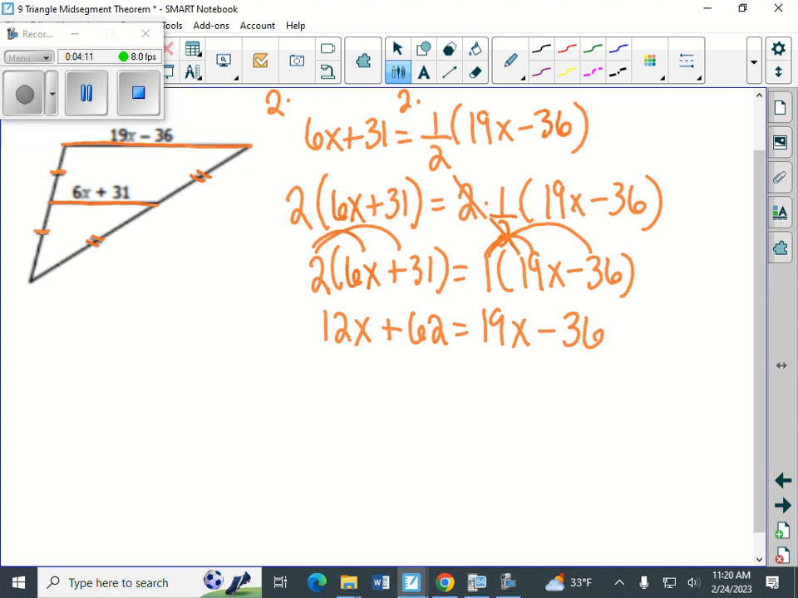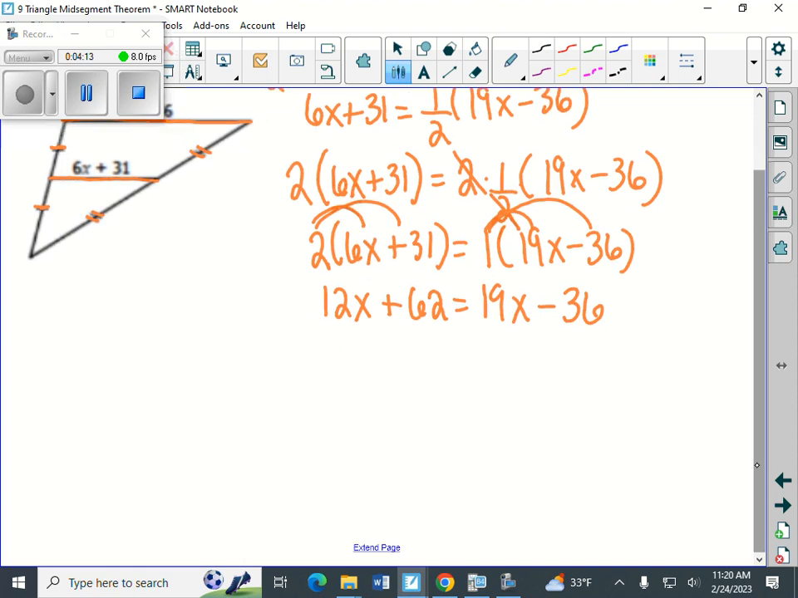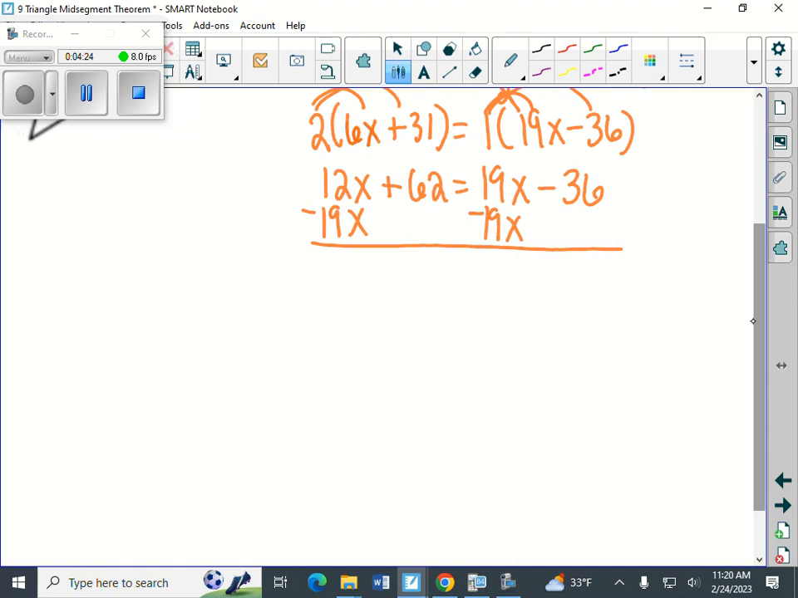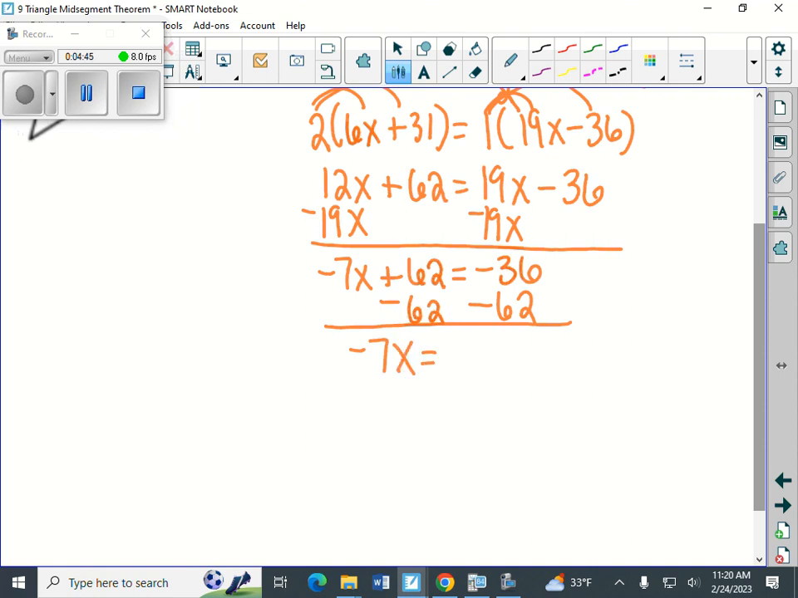And now we're going to solve, and you solve the way your Algebra 1 teacher taught you. Again, my preference is to move my letter to the left. It won't make any difference. We will end up at the same place. For me, it's just going to take probably one more step than you. But we get negative 7x plus 62 equals negative 36. And then we can subtract 62 from both sides. And we end up with negative 7x equals negative 98.